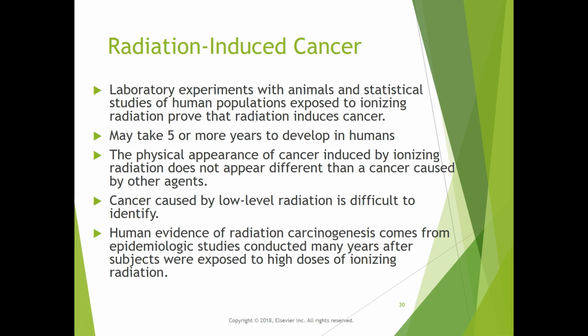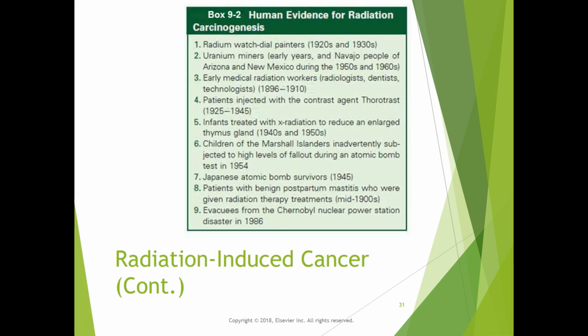Human evidence of radiation-induced cancer comes from studies that have been going on of survivors exposed to high doses of ionizing radiation, so atomic bomb survivors, Marshall Islands, etc. Okay, here are some of the known populations that were exposed to radiation, whose data we have used to extrapolate that yes, this radiation caused their cancer. The first group is the radium watch dial painters.